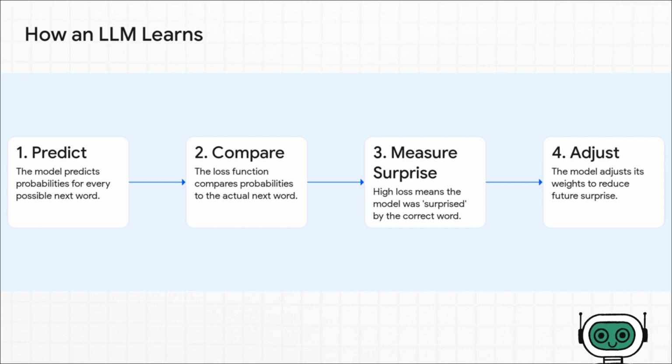The loss function then looks at the actual next word from the training data and checks what probability the model gave it. If the model said there was only a tiny chance of the correct word appearing, but it did, well, the loss is huge. The model was very, very surprised. And the entire training process, over and over billions of times, is just about tweaking its internal wiring to be less surprised by how humans actually write.